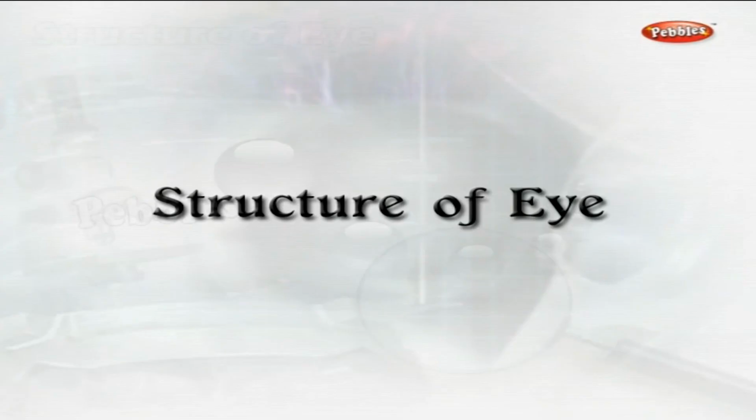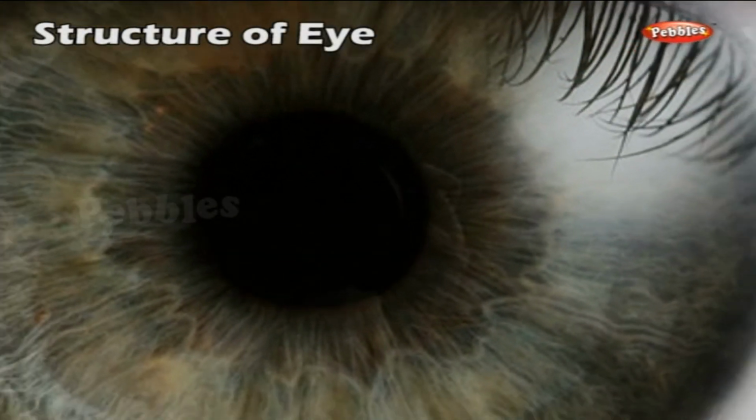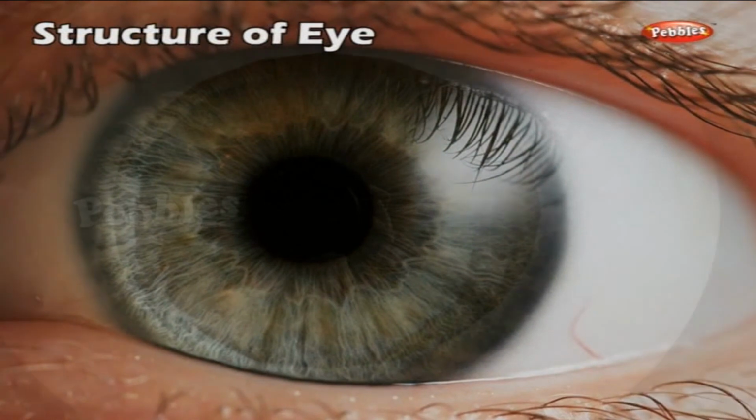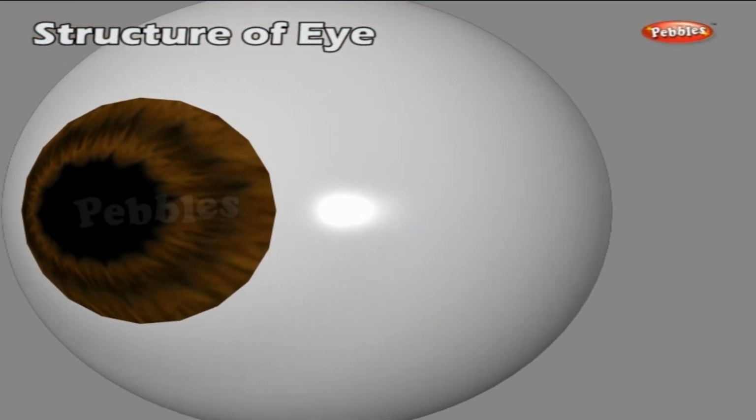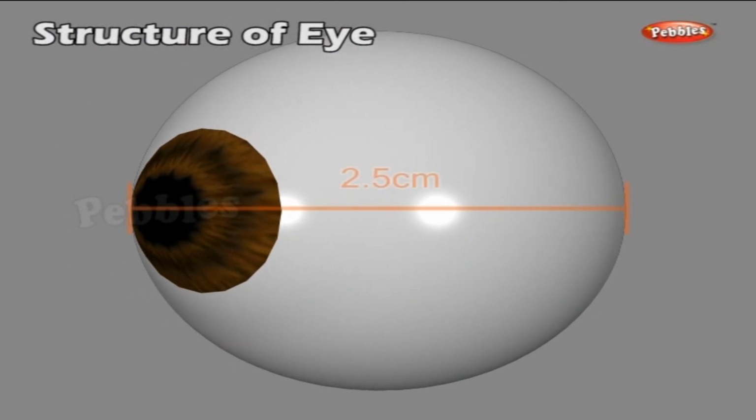Structure of eye. The eye consists of a nearly spherical ball of about 2.5 centimeters diameter. Its outermost coating is made of a tough and opaque white substance known as sclerotic. It preserves the shape of the eye and protects it against external injury.